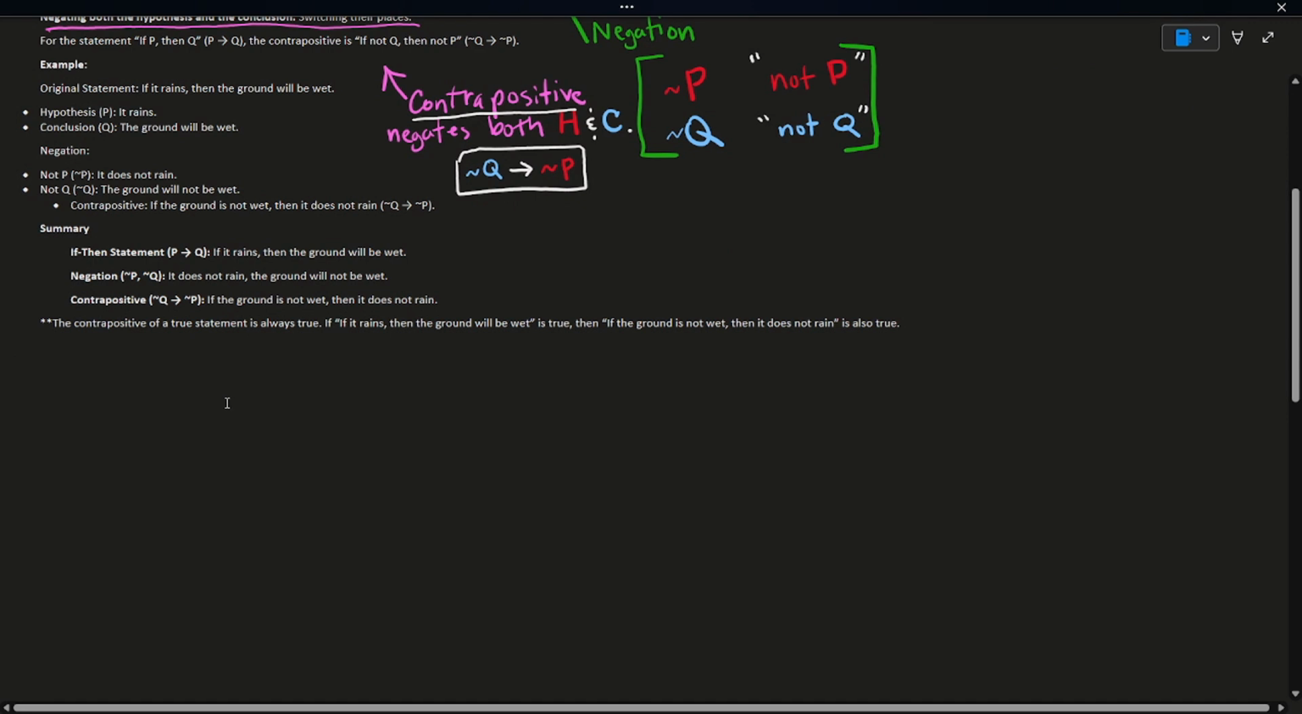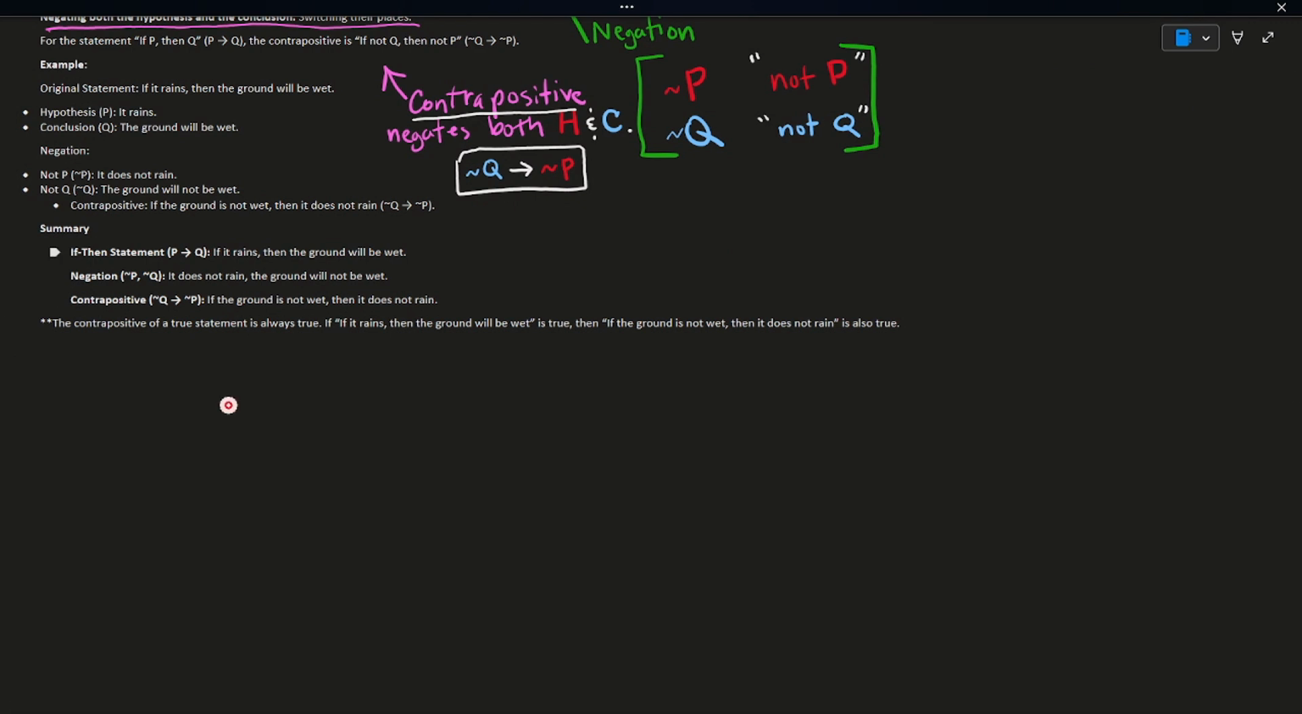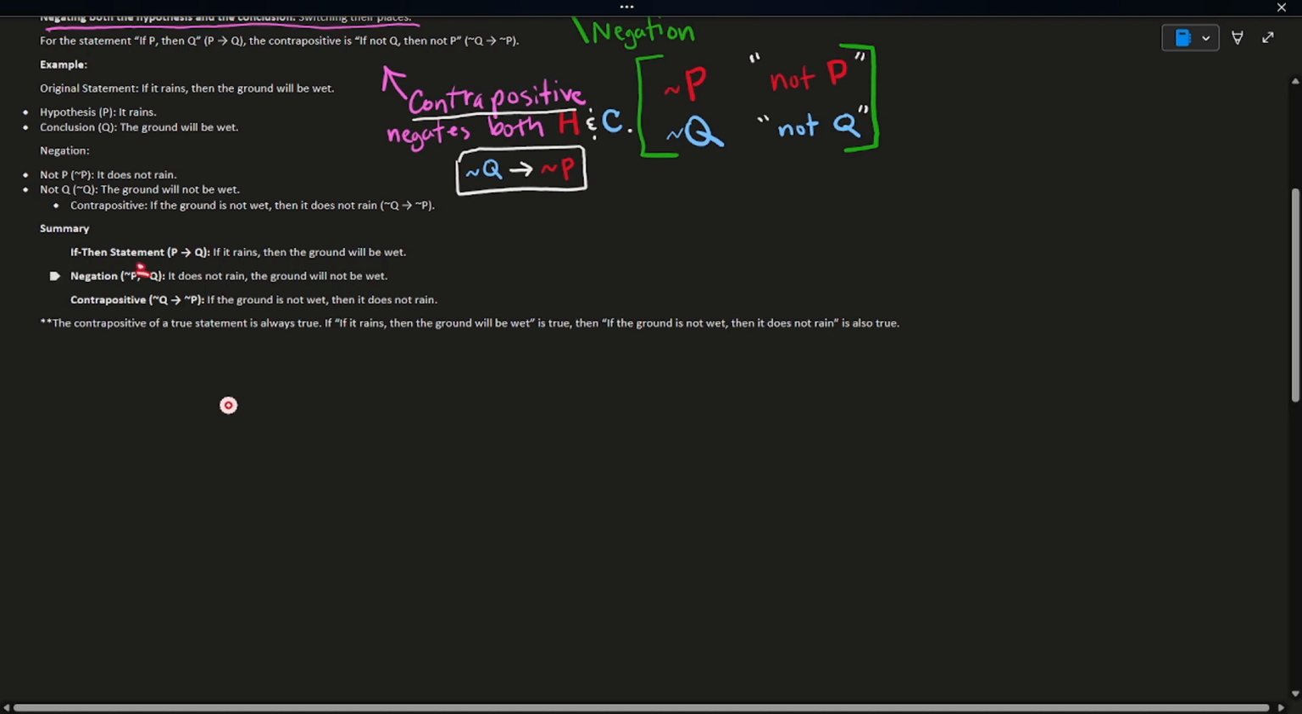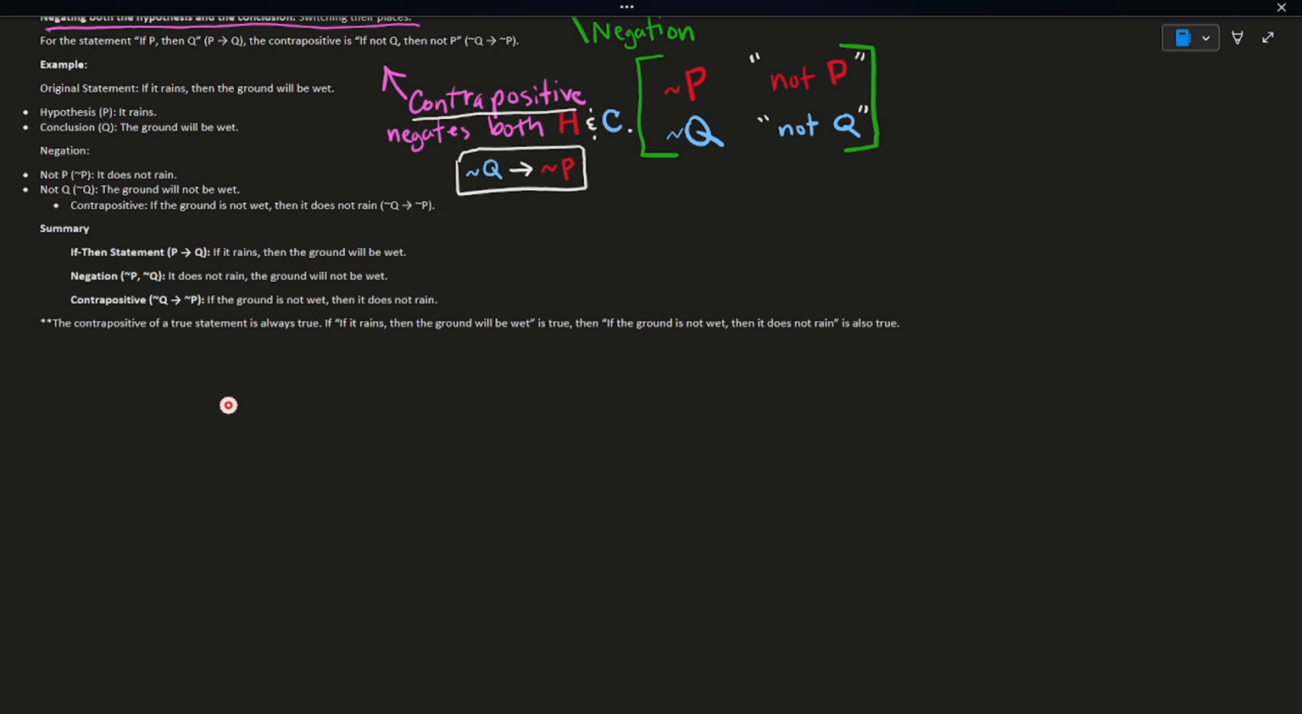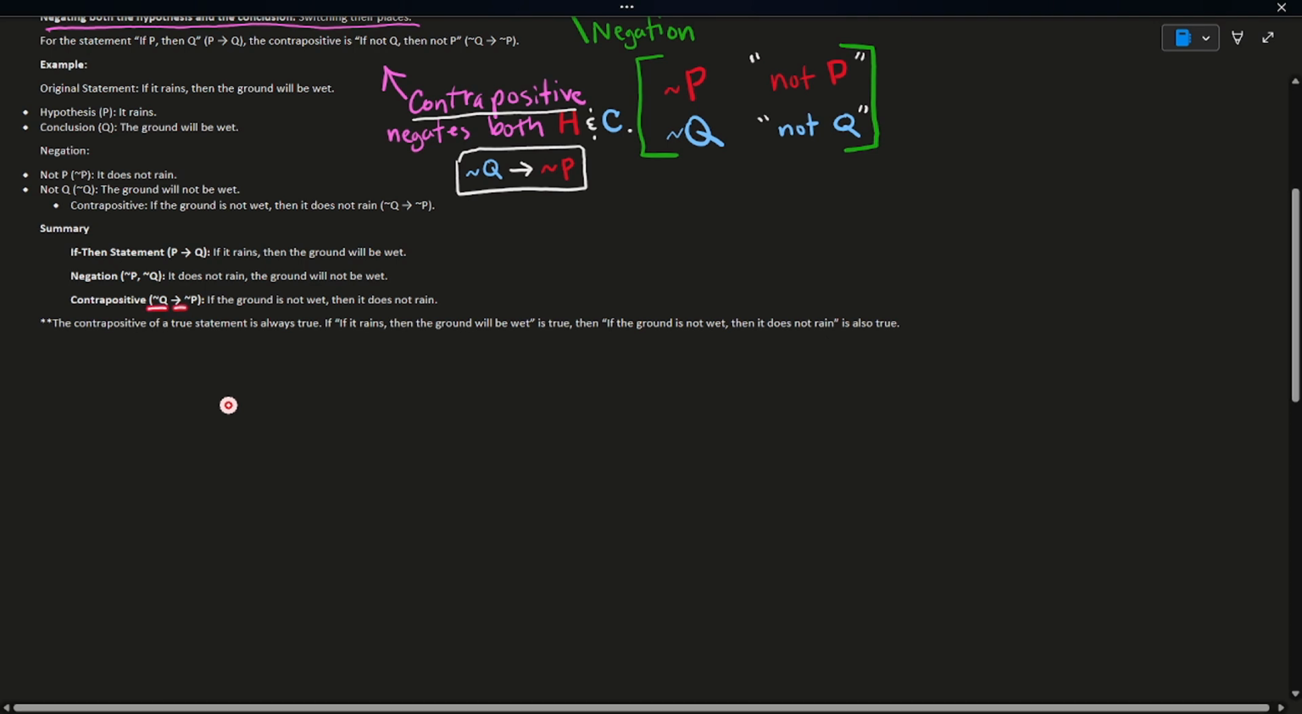All right, summary. If-then statements. If P, then Q, right? If it rains, then the ground will be wet. Negation: not P, not Q. It does not rain, the ground will not be wet. I think that should have been an arrow. The contrapositive will be the reverse and negated. So if not Q, then not P. If the ground is not wet, then it did not rain.